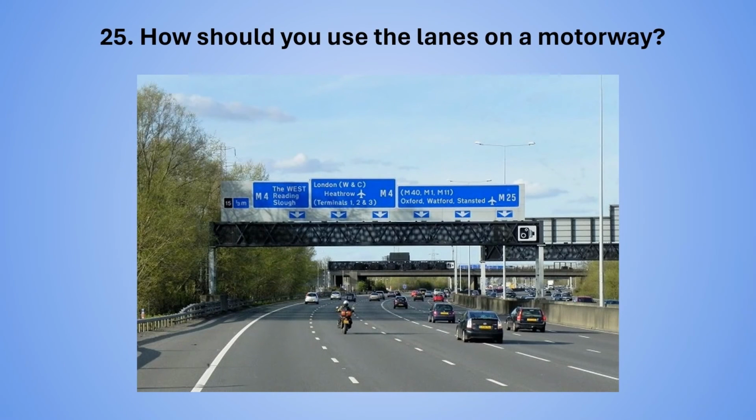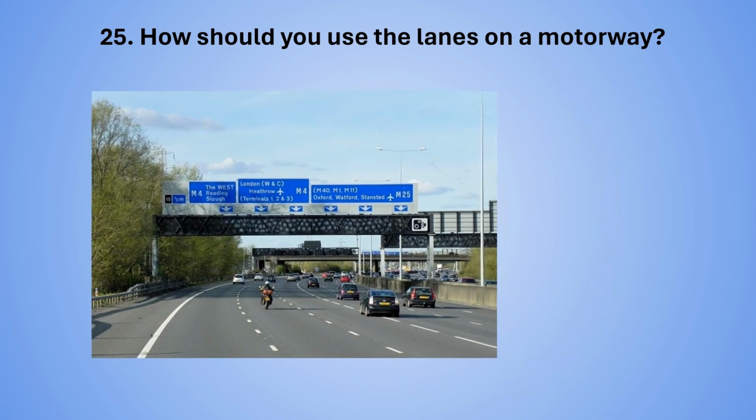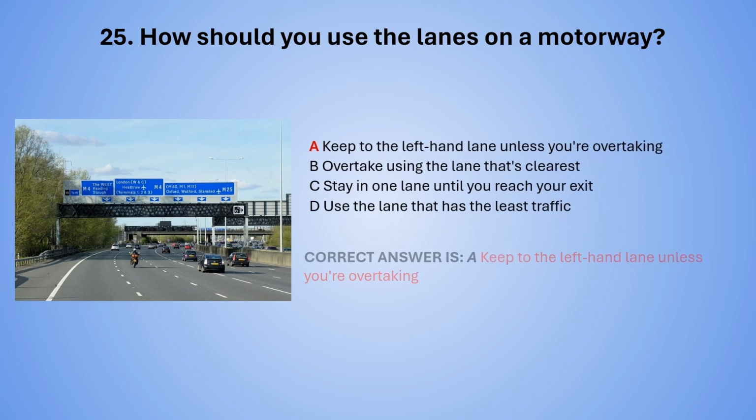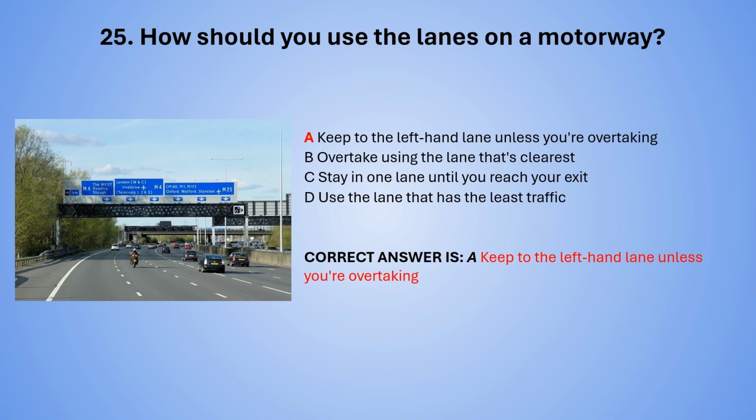Okay, next question, number 25. How should you use the lanes on a motorway? A. Keep to the left-hand lane unless you are overtaking. B. Overtake using the lane that's clearest. C. Stay in one lane until you reach your exit. Or D. Use the lane that has the least traffic. 5, 4, 3, 2, 1. The correct answer is A.